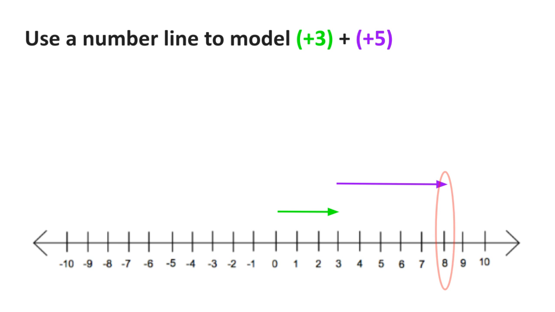Where I end up is my answer. So the sum of positive 3 and positive 5 is positive 8. Let's try another one.